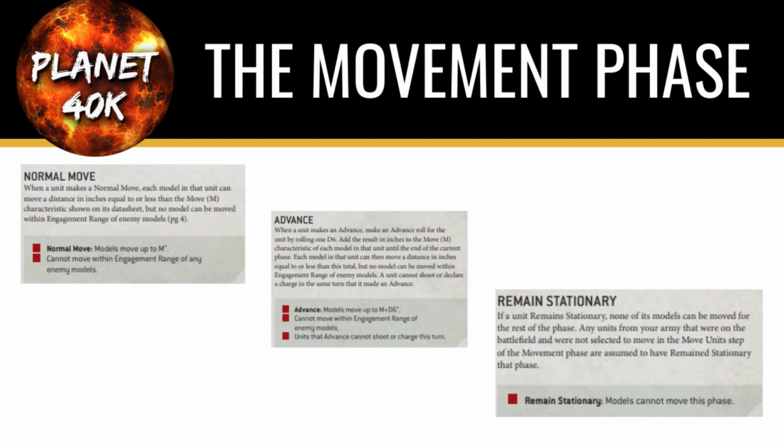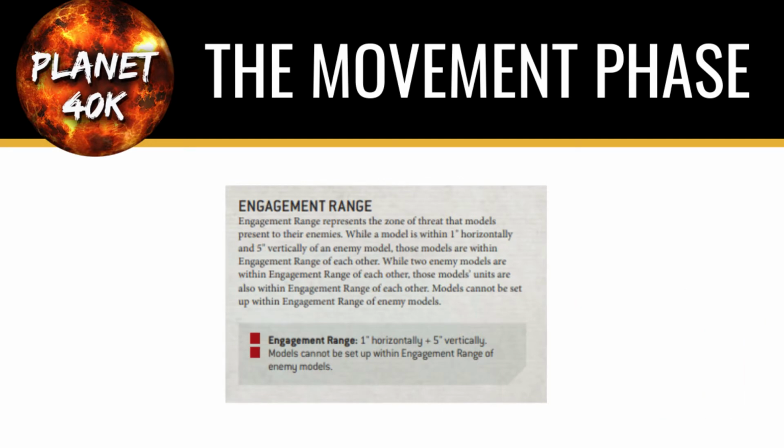The remain stationary part has now been added to clear up rule disagreements, as now you're declaring that a unit is remaining stationary. If a unit does remain stationary, none of the models can be moved for the rest of the phase. Any units from your army that were on the battlefield that were not selected to move are considered remaining stationary. So this clearly explains that if a unit was not on the battlefield that turn, they did not remain stationary.